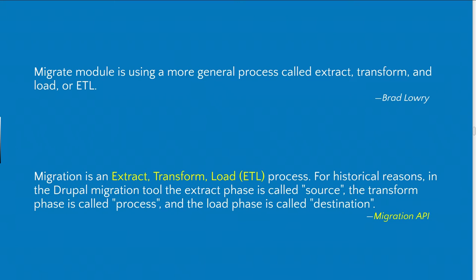The migrate module is using a more general process called extract, transform, and load. You can read lots of theory and learn more deeply about this. Just so it maps up to what you'd be doing in Drupal, the extract maps up to what is called source in Drupal migrations. Transform is called process, and the load is the destination in Drupal. It's from the migration API page. These slides are HTML, and the yellow text is a link, and I'll add this there.